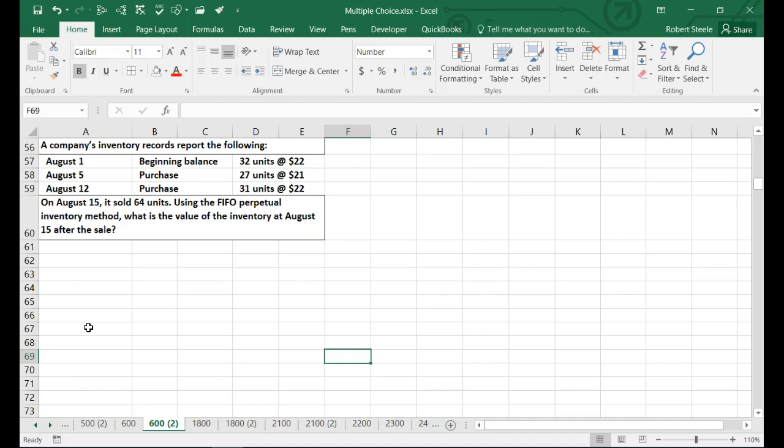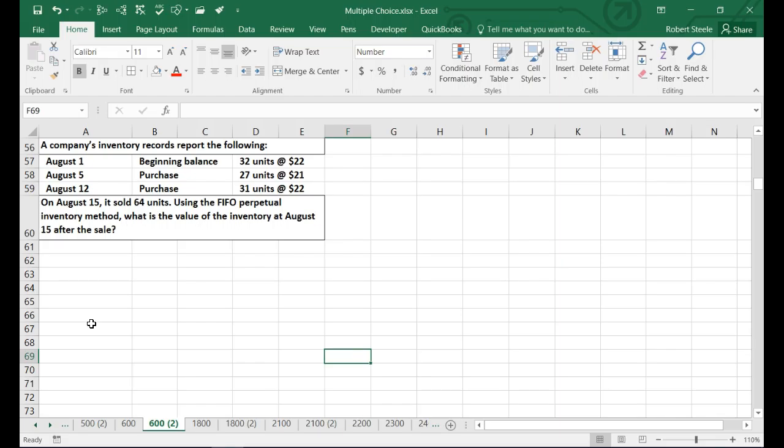$13.90. Next one says a company's inventory record reports the following, and then we have the beginning balance and 2 purchases, and then on August 15th sold 64 units using the FIFO perpetual inventory method. What is the value of ending inventory at August 15th?